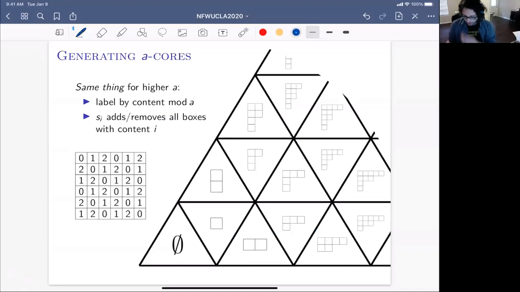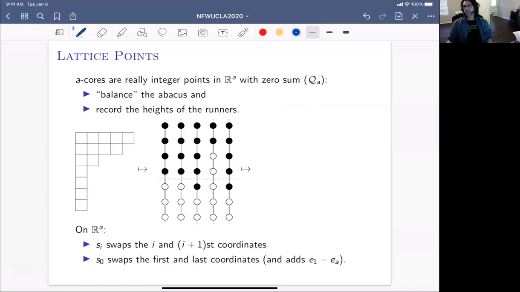Okay, so this actually works for any A. So this is a way to generate the A cores. It's kind of interesting. And so you can ask, what actually is going on? This is a funny thing you can do, but what's actually happening? So let's figure that out. What's happening here is that I actually have lattice points. And the lattice points that I have are really this coroot lattice. So let me explain a little bit. So here I've drawn the abacus, and I've also drawn this interesting line.